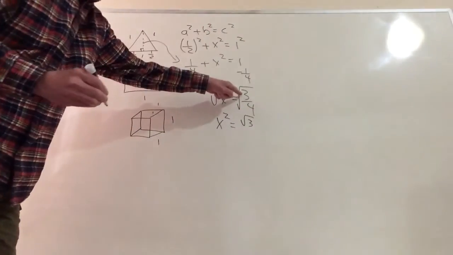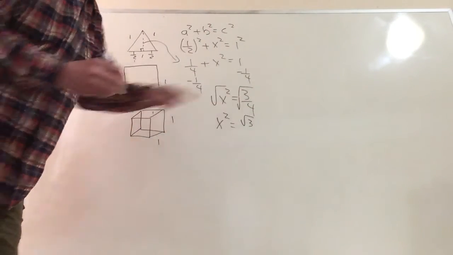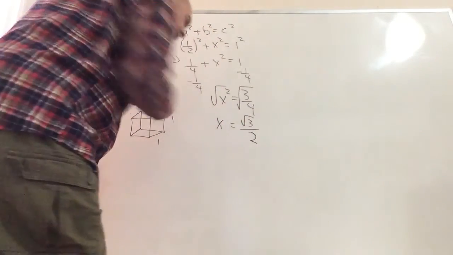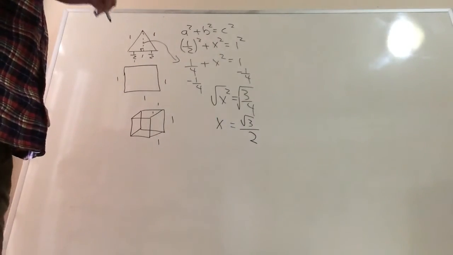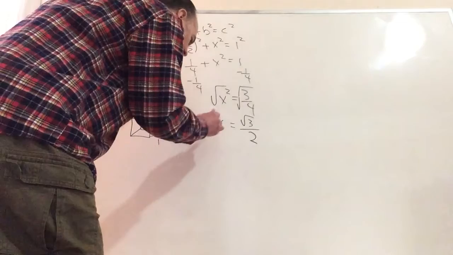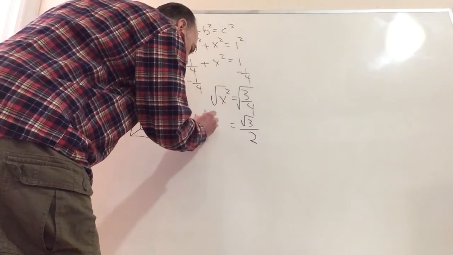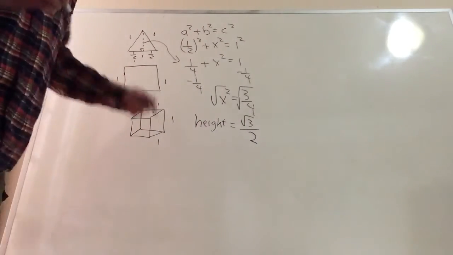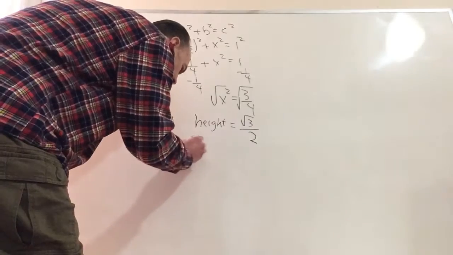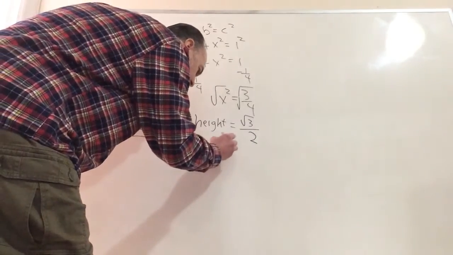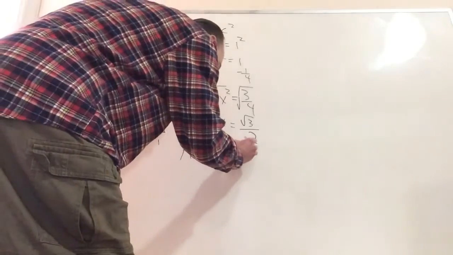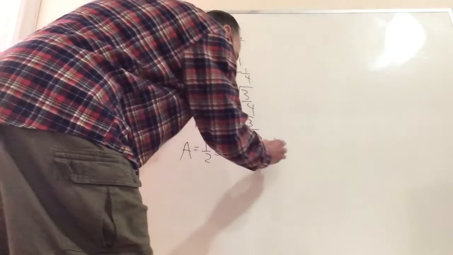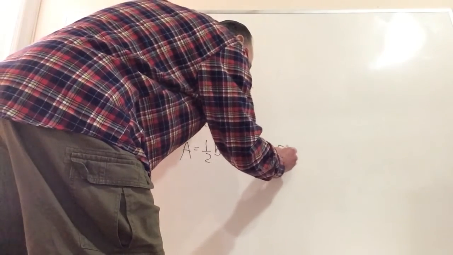I can't do anything with radical 3. It's not a perfect square, but radical 4, of course, is a perfect square, and I end up getting x equals radical 3 over 2. But what is x? X is the height. So if I just erase here very quickly, and now I find the area. If area equals 1/2 base times height, well, then in this case it equals 1/2. The base is 1 by definition, and the height is radical 3 over 2.